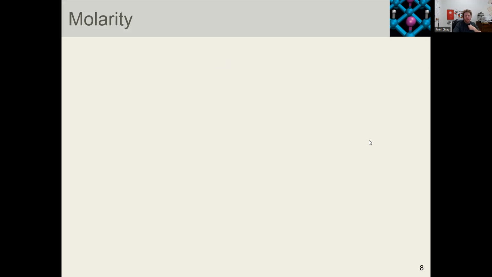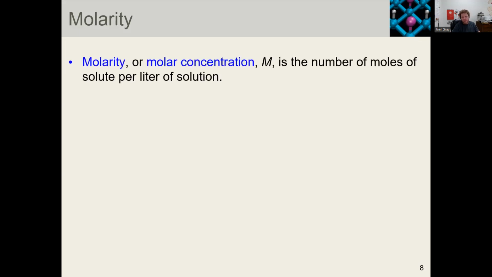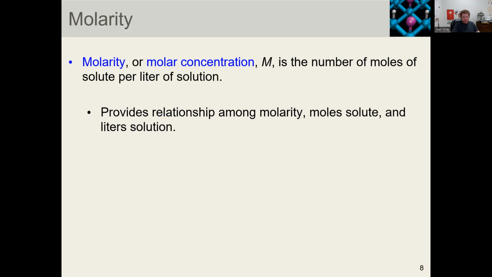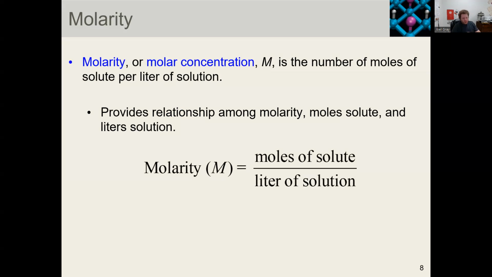The first of which is talking about solutions, and that is the idea of molarity. Molarity, or molar concentration, is denoted by the capital letter M and is the number of moles of solute per liter of solution. Now, this provides a relationship among molarity, moles of solute, and liters of solution. Molarity, denoted by this capital M, is equal to moles of solute over liters of the solution.